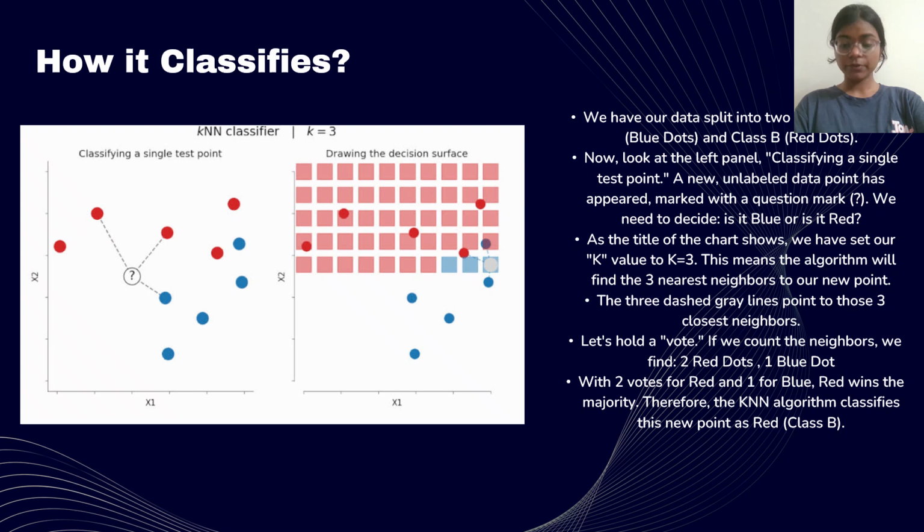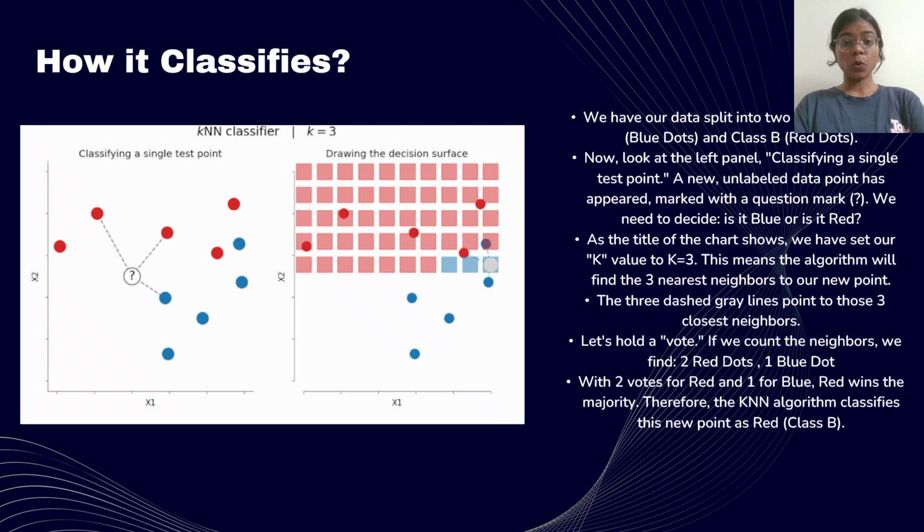Let's make this crystal clear with an example. On this slide, we see data split into two classes. Class A, the blue dots, and Class B, the red dots. Now, a new unlabeled data point appears, the one marked with a question mark. We need to decide, is it blue or is it red? For this example, we have set our k value to 3. This means the algorithm will find the 3 nearest neighbors to our new point. The dashed lines point to these 3 closest neighbors.